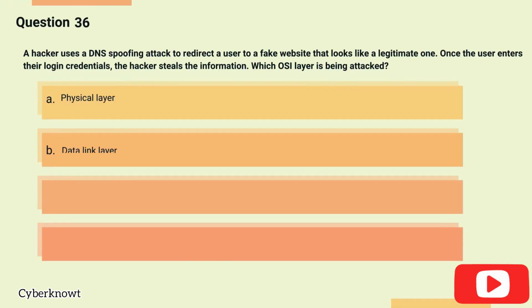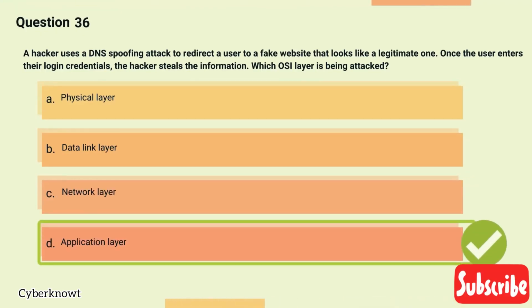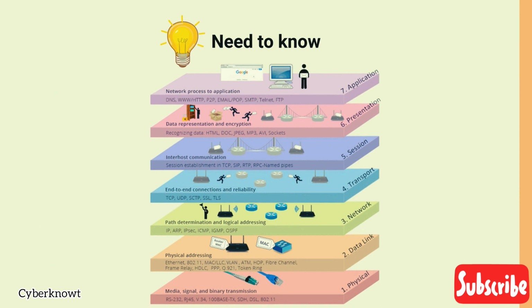Question 36. A hacker uses a DNS spoofing attack to redirect a user to a fake website that looks like a legitimate one. Once the user enters their login credentials, the hacker steals the information. Which OSI layer is being attacked? Option A. Physical layer. Option B. Data link layer. Option C. Network layer. Option D. Application layer. The correct answer is Option D. Application layer. Explanation. The application layer is responsible for providing end-user services such as web browsing. In this scenario, the hacker is using a DNS spoofing attack to redirect the user to a fake website, which is an attack on the application layer.